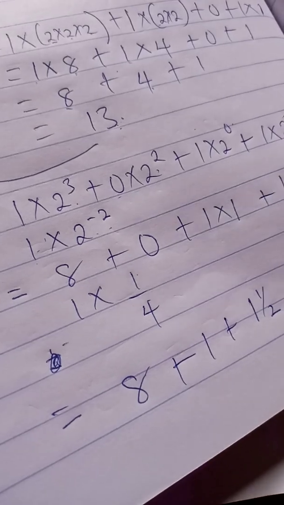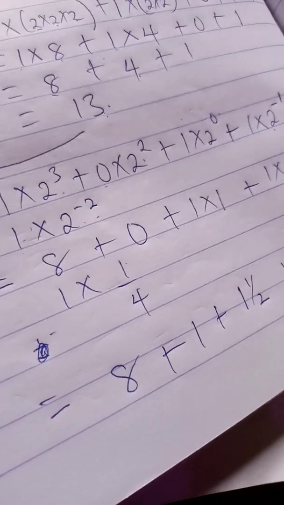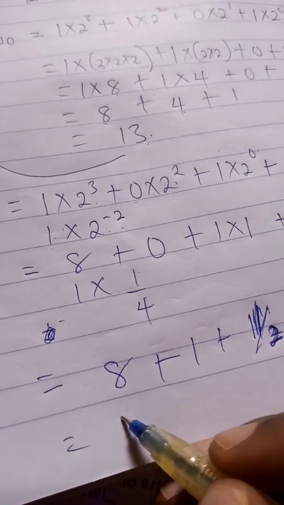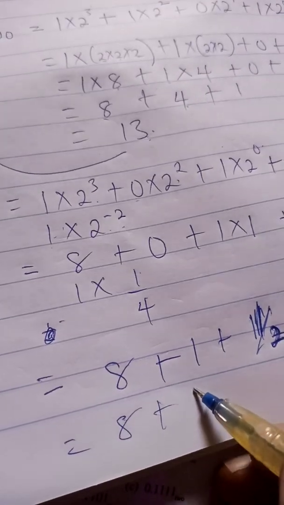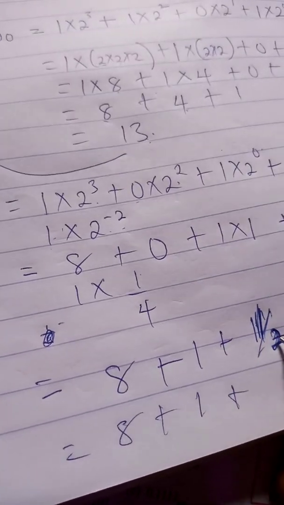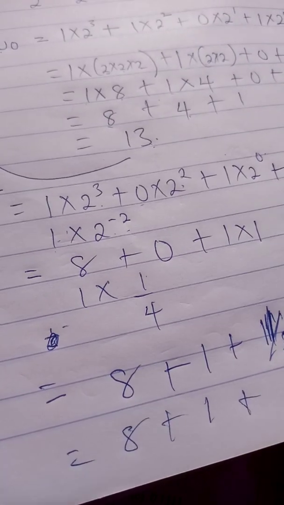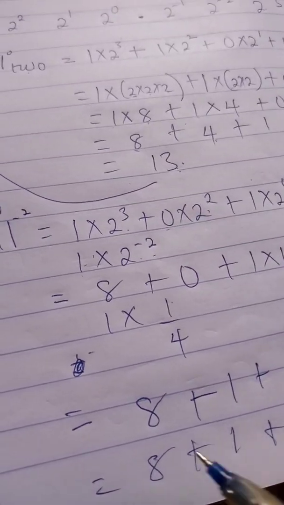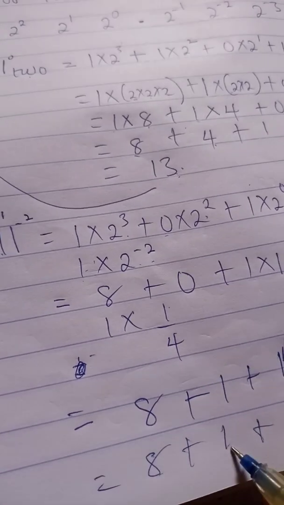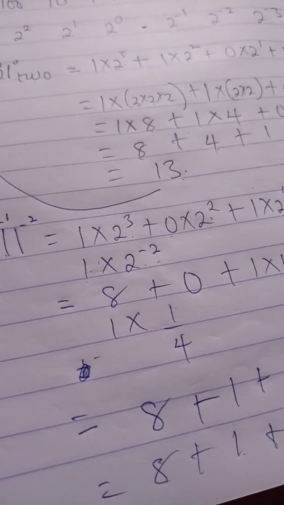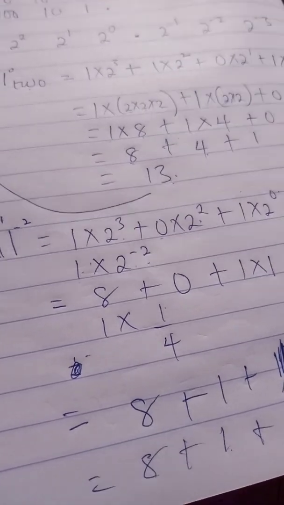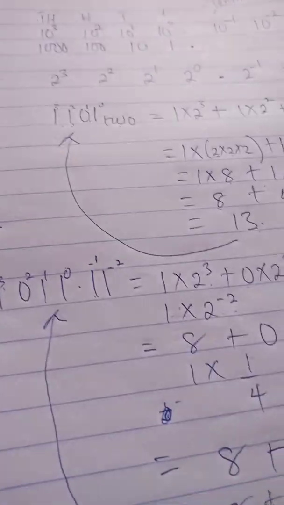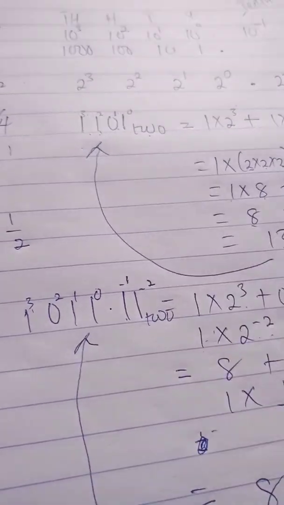So we can further continue with this. 8 plus 1 plus 1 over 2 plus 1 over 4 gives us the final answer. 8 plus 1 is 9, and then the fractional part. So this is the decimal value corresponding to this in binary.